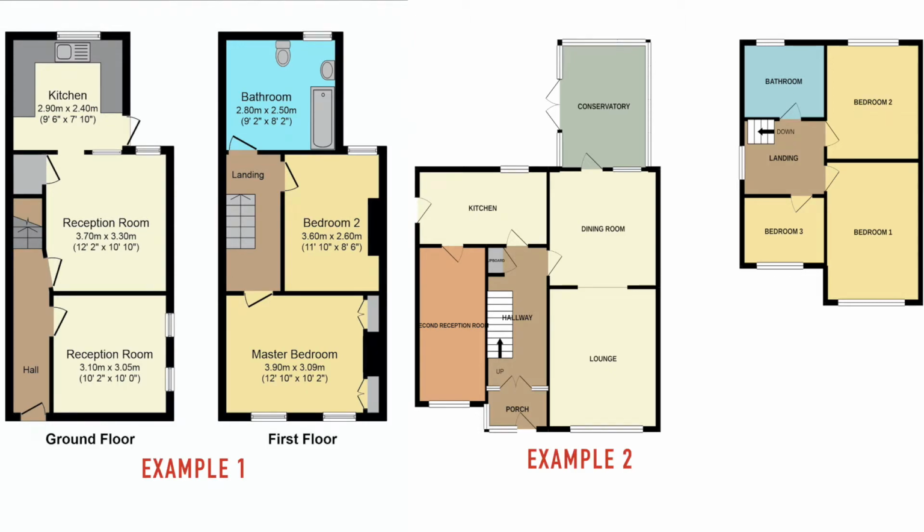So first and foremost, when trying to find a property that will be suitable for conversion into an HMO, ideally if you can find a property that has more than one reception, that's a good one, because it makes it so much easier for you to reconfigure the layout.